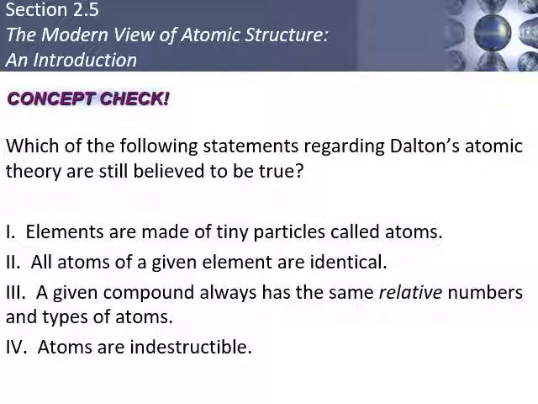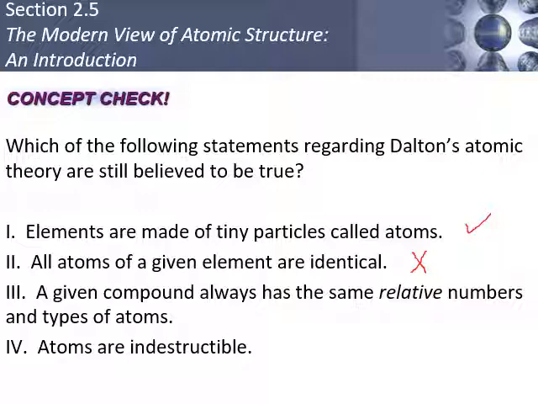Concept check. Which of the following statements regarding Dalton's atomic theory is still believed to be true? One, elements are made of tiny particles called atoms. Yes, we still believe that. Two, all atoms of a given element are identical. So think about that for a minute. We just said that we can have what are called isotopes, right? So that means that all atoms of a given element are not necessarily identical. You can have carbon-12 or whatever.